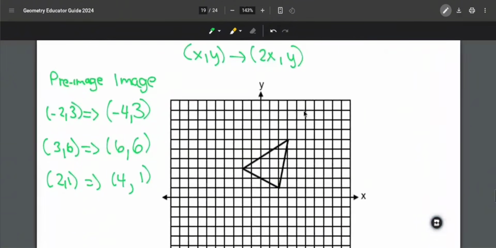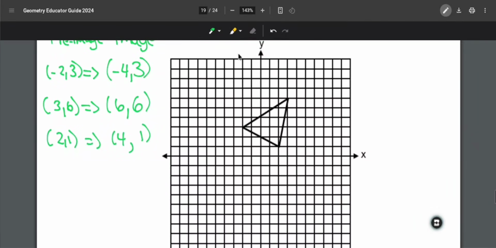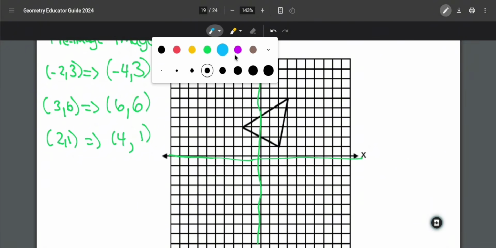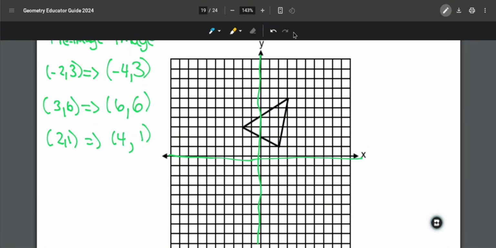I'm going to zoom in just so it's easier for me to graph. And then again, I'm going to make it much more clear where my y-axis and my x-axis is. So this is my y-axis, and this is my x-axis. Not perfect, but just so I have a clear idea where I'm graphing. So my first point, -4, 3. So I'm going to go to -4, 4, and then I'm going to go to 3. 1, 2, 3. That's going to be my first point.